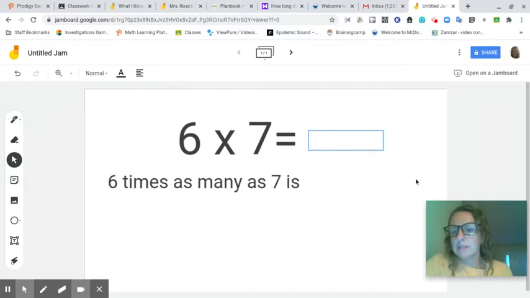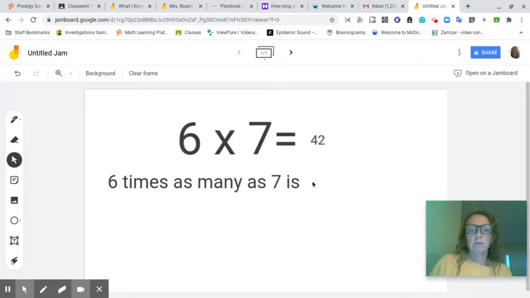Now, some of you are probably working so hard on trying to remember that song or skip counting. But this is a little rhyme that I taught my third graders when I taught third grade. Hurry up and tie your shoe, 6 times 7 is 42. Hurry up and tie your shoe, 6 times 7 is 42. And it just kind of sticks in your brain. So 6 times as many as 7 is 42.